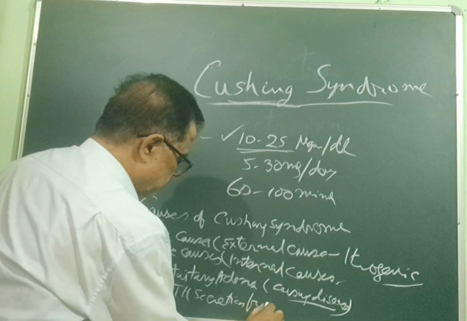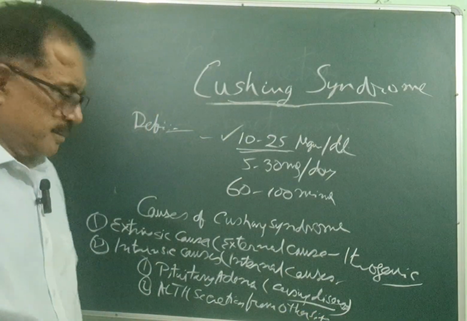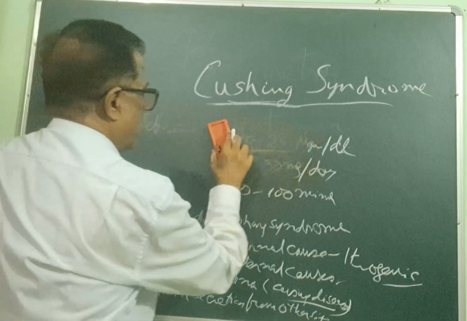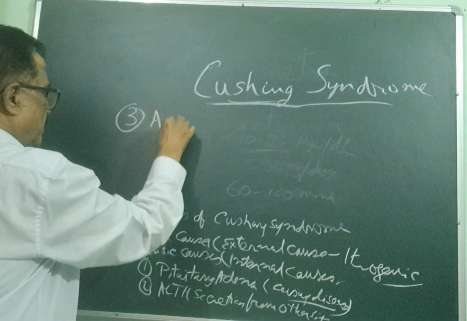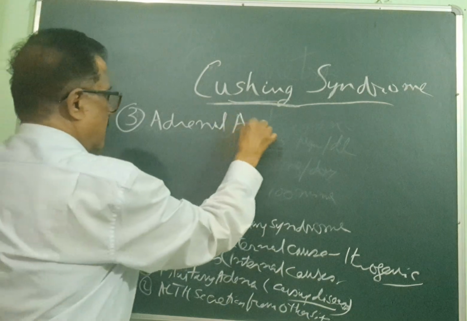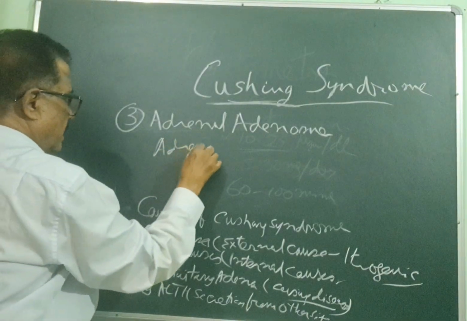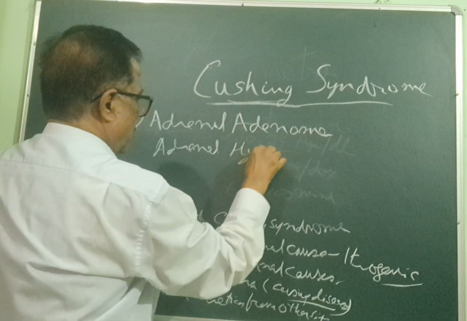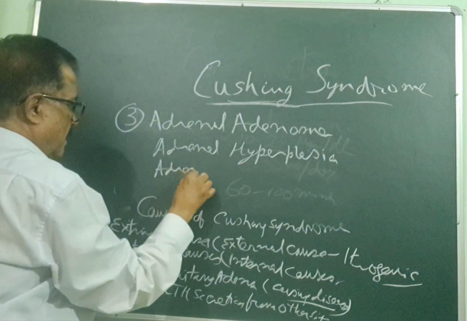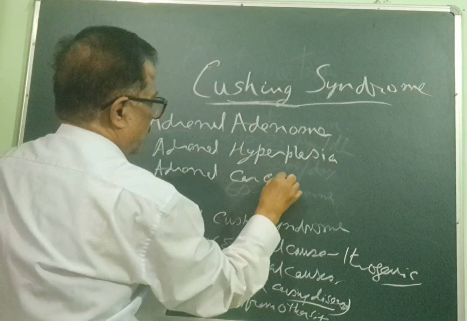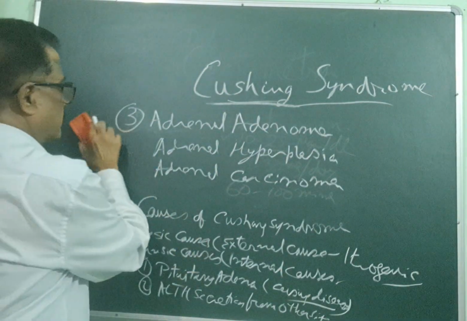Then, second is ACTH secretion from other sites except the pituitary gland. Then third is adrenal adenoma, adrenal hyperplasia, and adrenal carcinoma. These are the causes of Cushing syndrome.